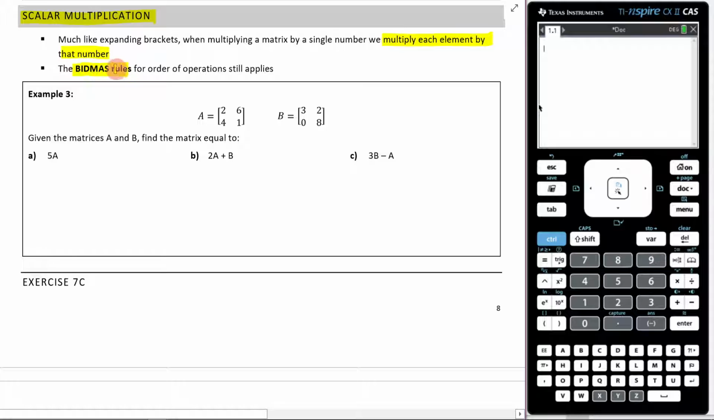Remember what BIDMAS tells me? It tells me I first do my brackets, then my indices, then division and multiplication, then addition and subtraction. So we're still going to have to apply BIDMAS when doing these.